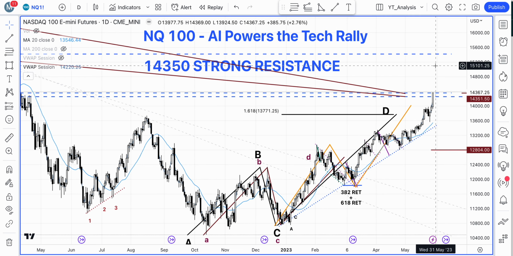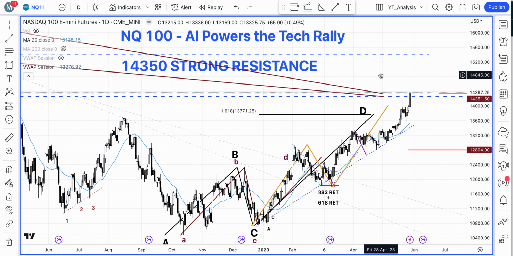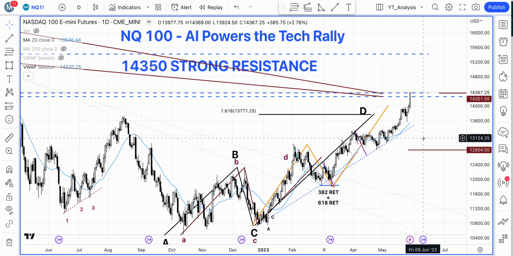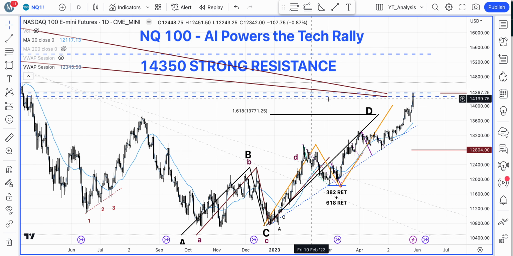So guys, here one of the key things that we were looking at was a key level of 14,350 roughly. In fact, between 14,240 to 14,365 roughly, in that zone as a potential key resistance.